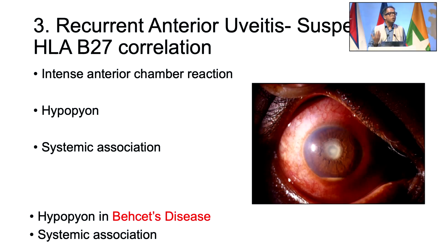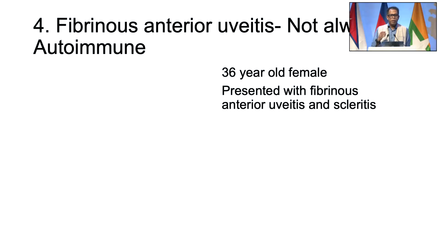Now also, when we talk about the HLA correlation, you need to remember that hypopyon can be seen in Behçet disease also. But remember, HLA testing does not rule in or rule out any particular condition. You have to look for the other causes, match them to your diagnostic criteria, and only then can you come to a diagnosis. Now, fibrinous anterior uveitis: when we talk about that, you feel that it's always autoimmune or HLA-B27?